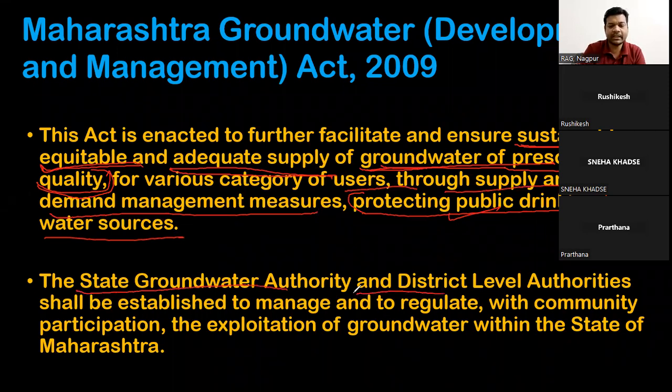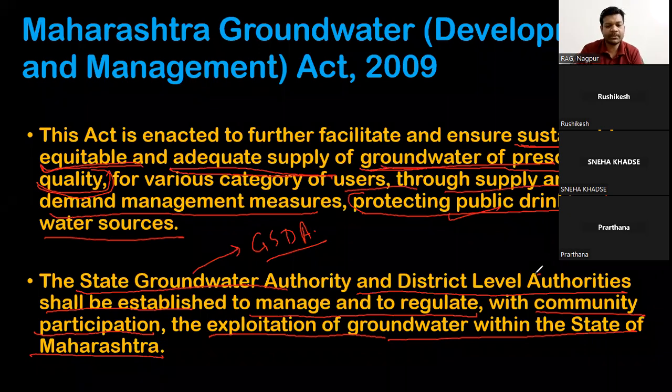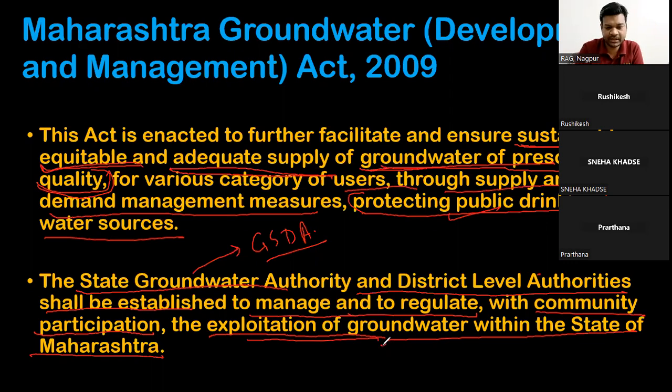The state groundwater authority and district level authorities shall be established to manage and regulate the exploitation of groundwater within the state of Maharashtra, with community participation. In Maharashtra, we have GSDA, the Groundwater Surveys and Development Agency, and the district level authorities are the municipalities, which have their own departments of groundwater. Community participation is very important; we should participate in these measures taken by the government.